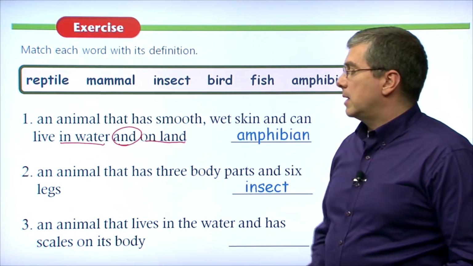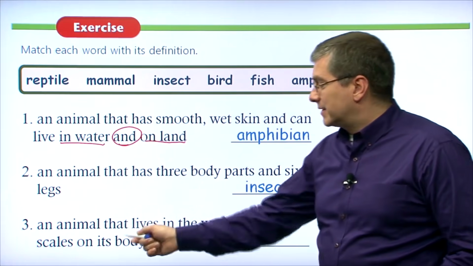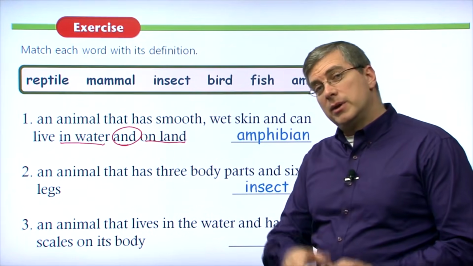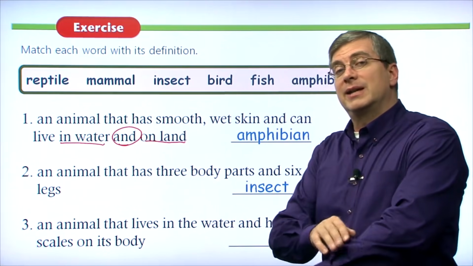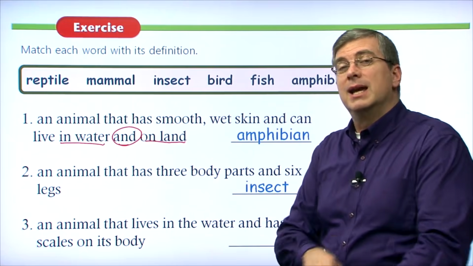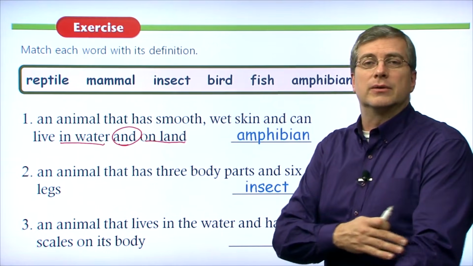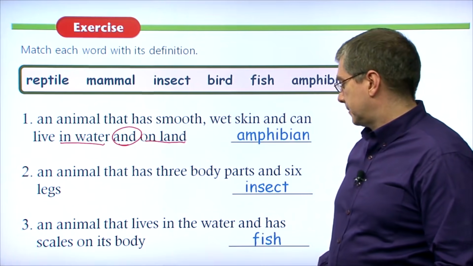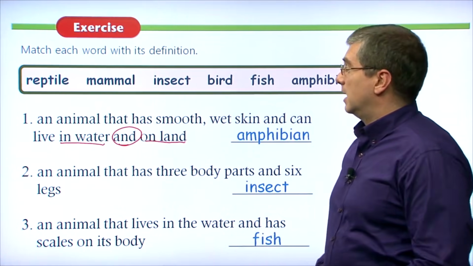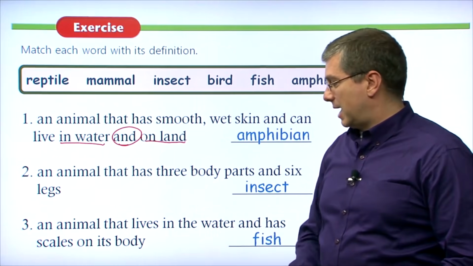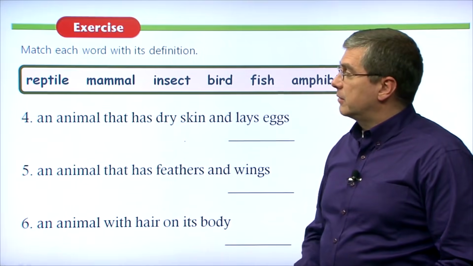Okay. Down here we have number 3. Let's move on. An animal that lives in the water and has scales on its body. It can breathe in the water. And it also has scales on its body for skin. It doesn't really have a smooth skin. It has scales for the skin. What is it? It's a fish, right? Fish. We eat fish, of course. Fish is very good for you as a food. But these are animals that live in the water and have scales on their body. Let's move on to the next one.